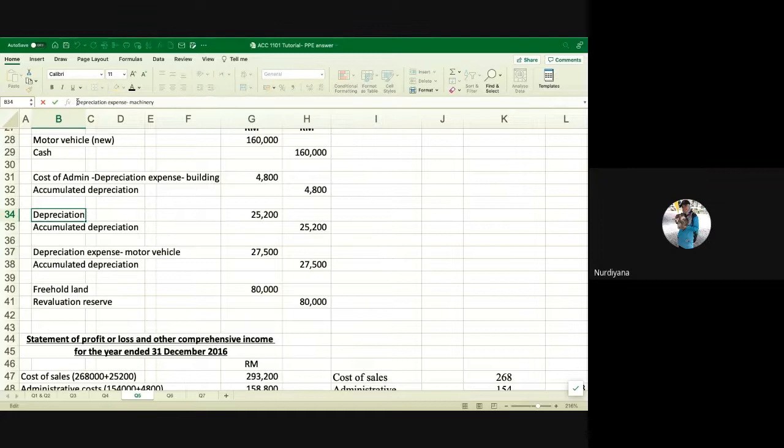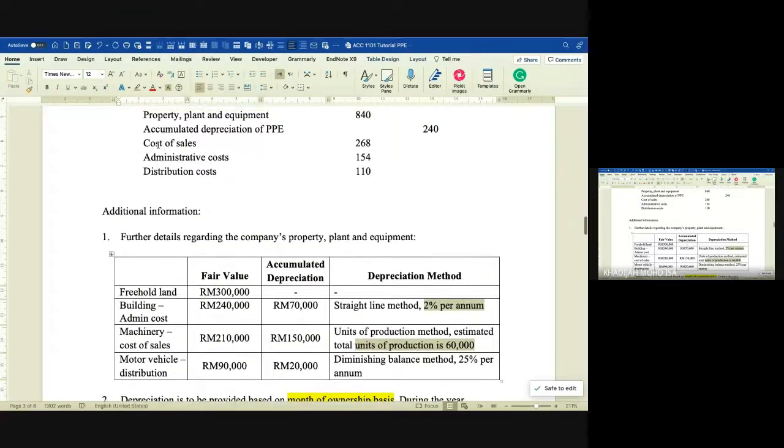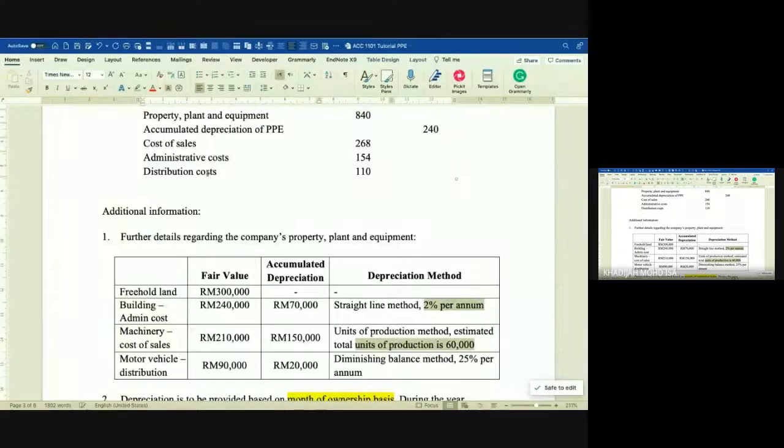Yes, madam. Because the accounts only have three types of expenses here: cost of sales, admin cost, and distribution cost. So we will have to decide. You only have your depreciation cost just now, but where are you going to put that depreciation cost? So that's why I say that if it's a building, normally building is for admin purposes. So that's why we put the depreciation for the building under admin cost.